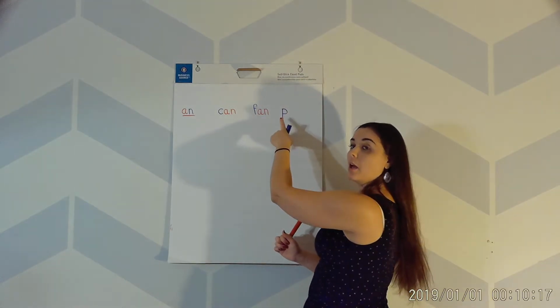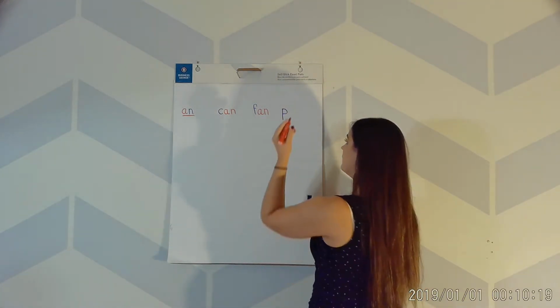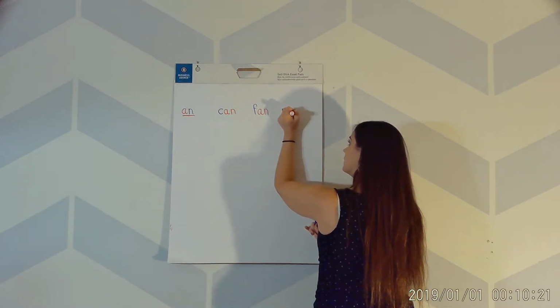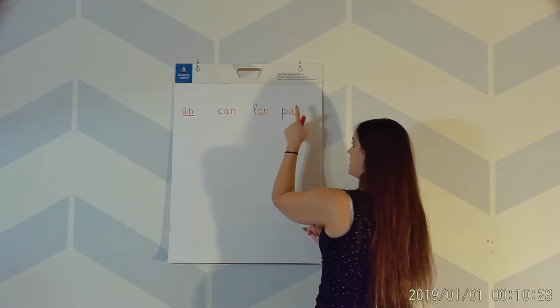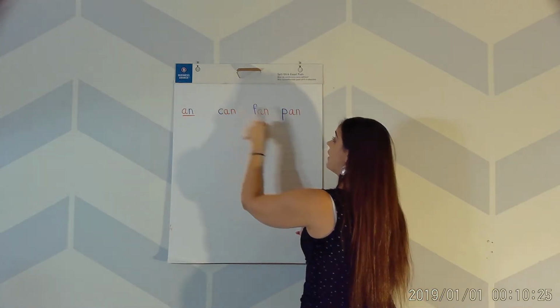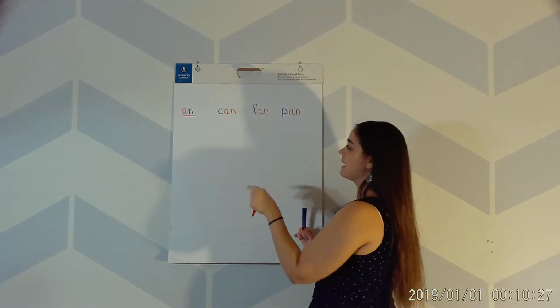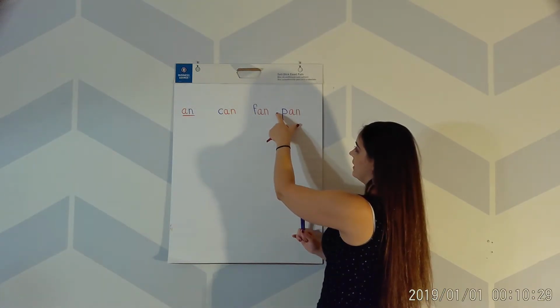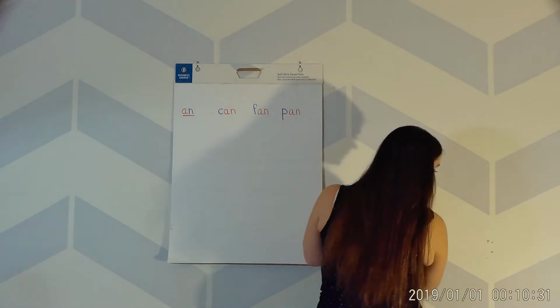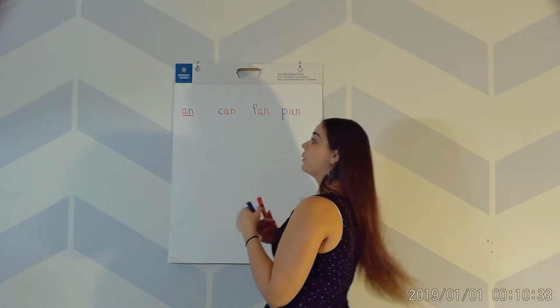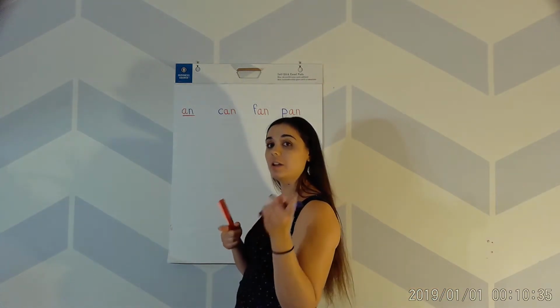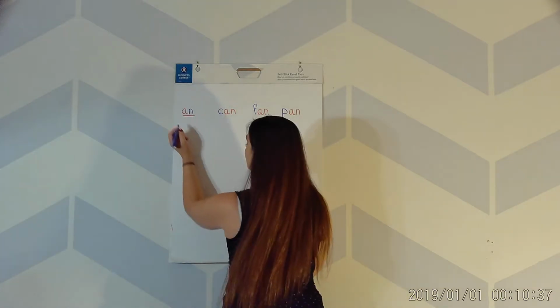So P says p. And then that A-N says an. So now let's blend it together. P, an, pan. Next word, we're going to start with at. Your turn. At.